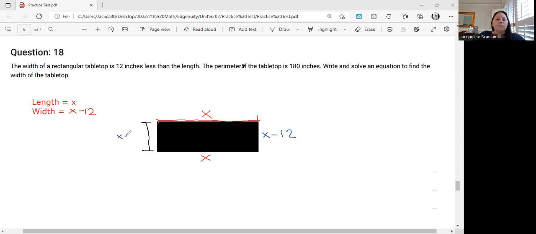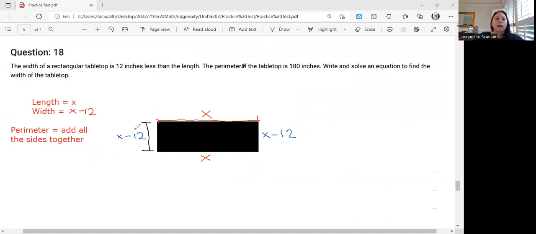The last piece of this is to remember how to find a perimeter. The formula for a perimeter is to add all the sides together. So we are going to use that and this information that we have written on our drawing to try and create our equation. All right, so here's the equation that I would come up with.